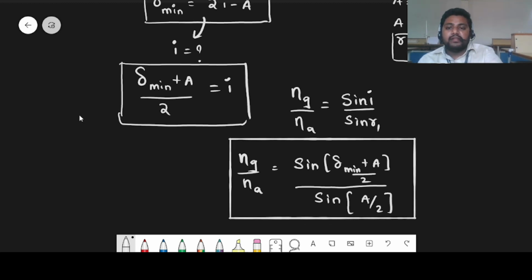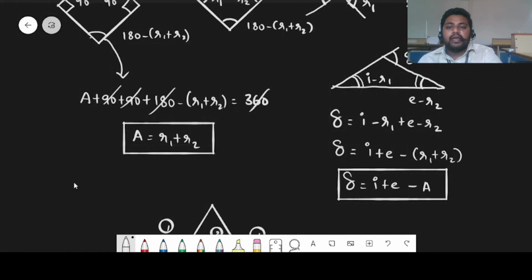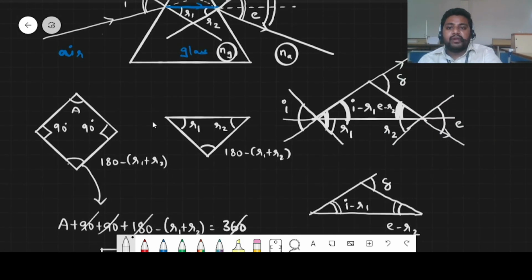This is what happens, how light is actually bending towards the normal. So what is happening in the prism we have seen.